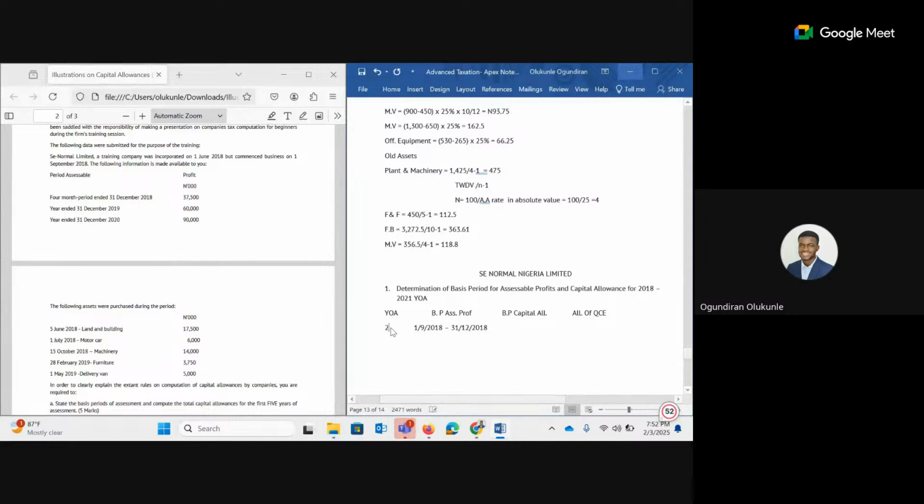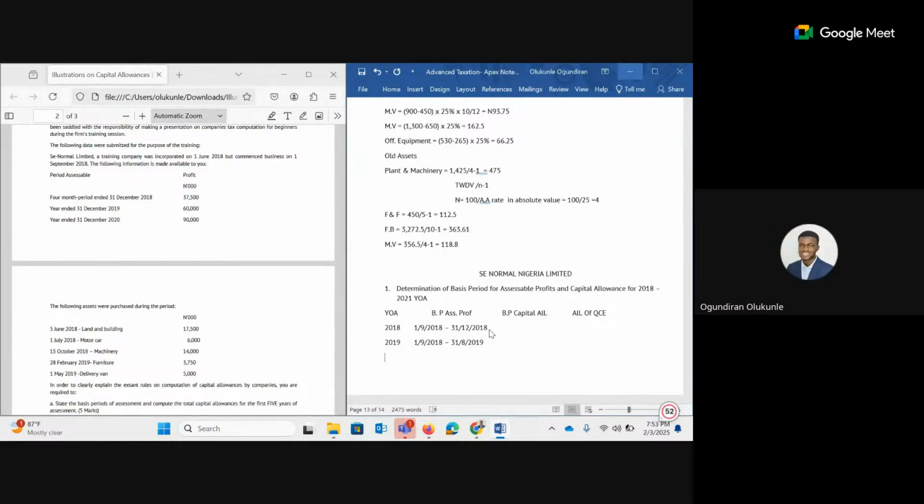What was actual year basis? 2018, right? And for you to do this very correctly, you have to continue. So 2019, the basis period shall be from the date of commencement, that's 1/9/2018, for a 12 months period. So that's up to 31/8/2019. Do I understand it?